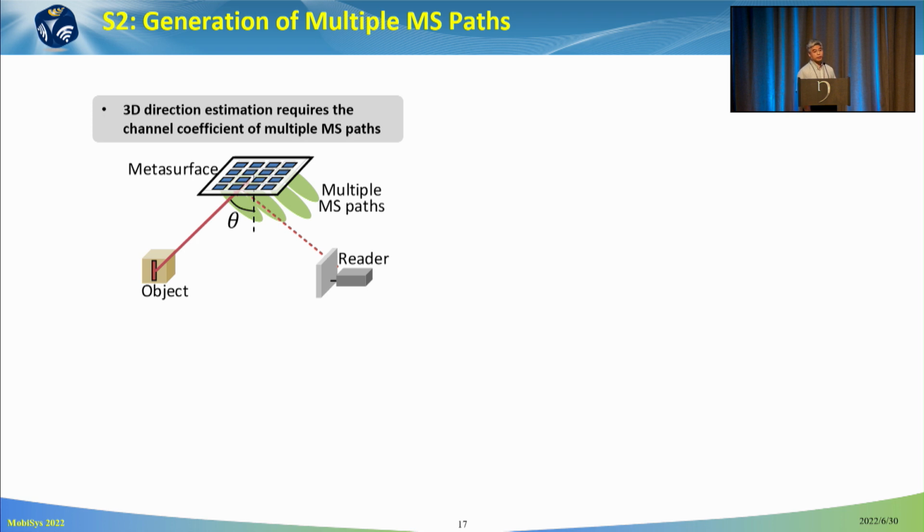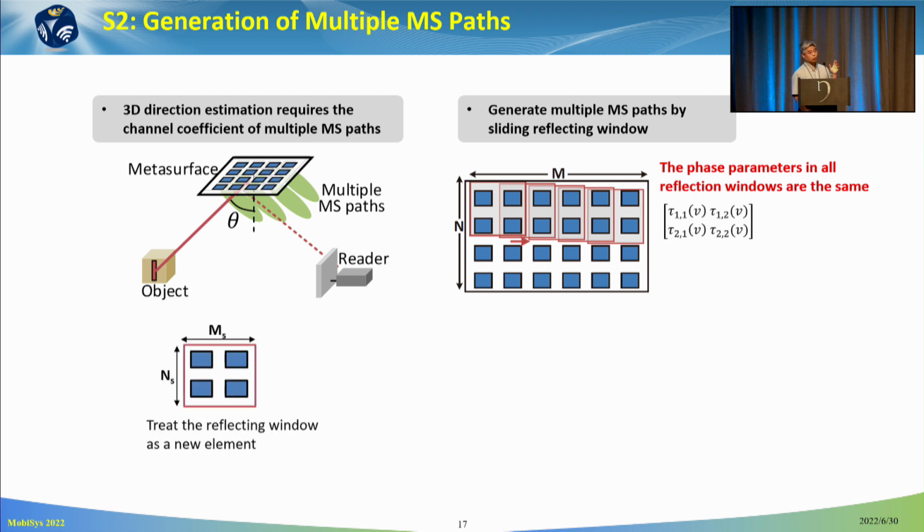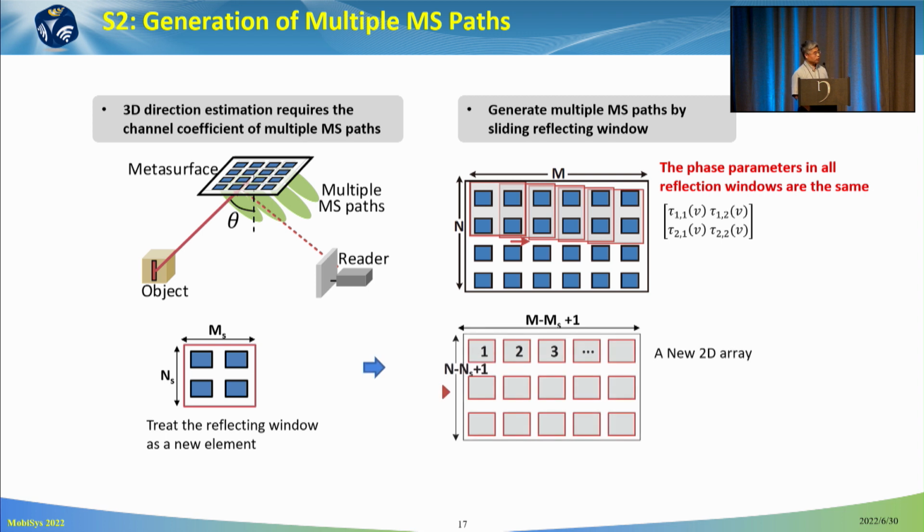So then for the 3D estimation, we know that we need to have multiple signals, not just one path, right? So we need to establish multiple reflecting windows. What we do is slide the window across the entire surface. But importantly, we need to set the same delay parameters for each window. We cannot use different delay parameters. And later on, we'll explain why we set the same parameter. By doing this kind of window sliding, the window is considered as an element of the Metasurface, and the entire Metasurface actually becomes a group of reflecting windows. So from now on, we will look at the reflecting window, not just the element.